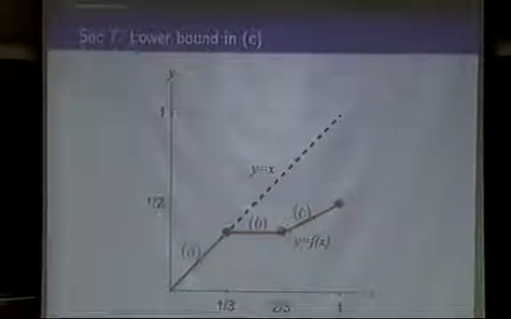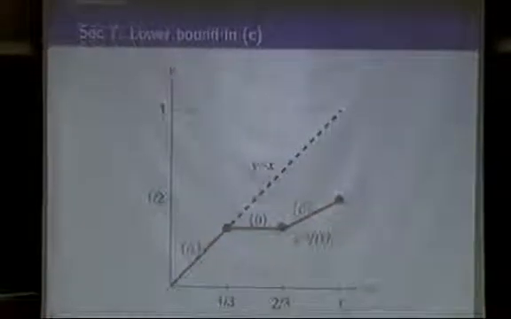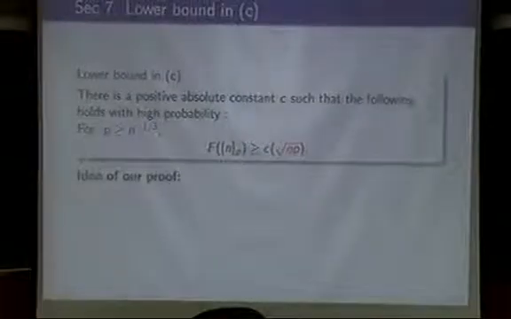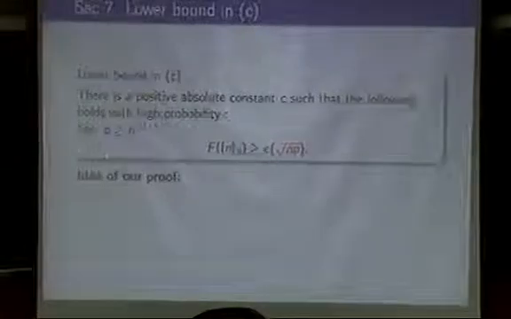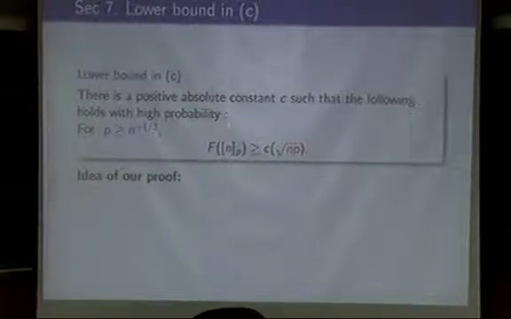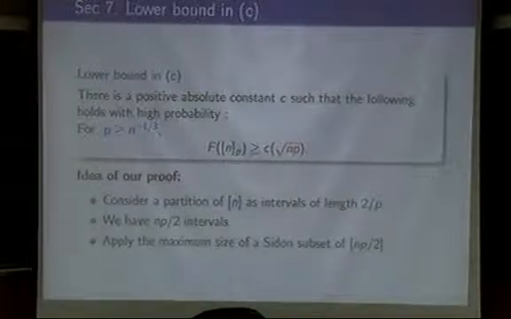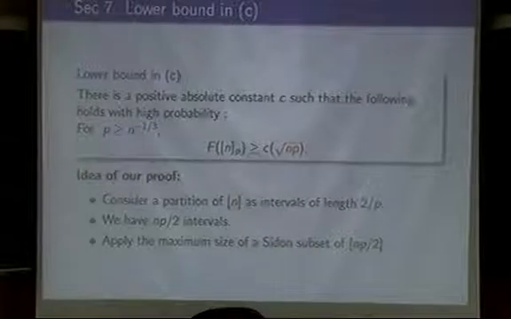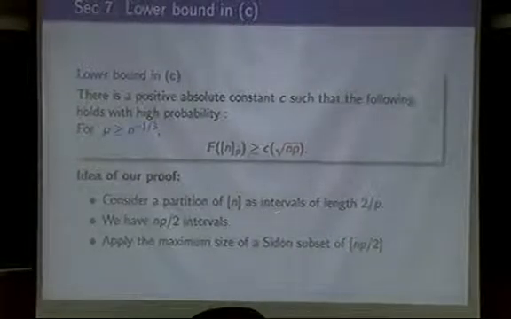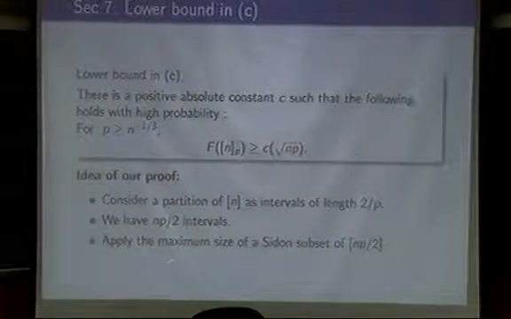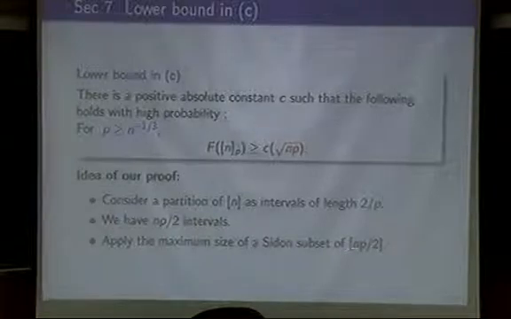And next, the last thing is the lower bound in C, which is this part from below. For that, we need to show the following. There is a positive absolute constant C such that the following holds with high probability. When p is greater than n to the negative 1/3, capital F of n,p is greater than some constant times the square root of np. The idea of the proof is the following. We consider a partition of n into intervals of length 2 over p. Then we will have np over 2 intervals. And then we will apply the maximum size of a Sidon subset of integers of size np over 2, by Chowla's result in the 1940s, which is about integer sets.